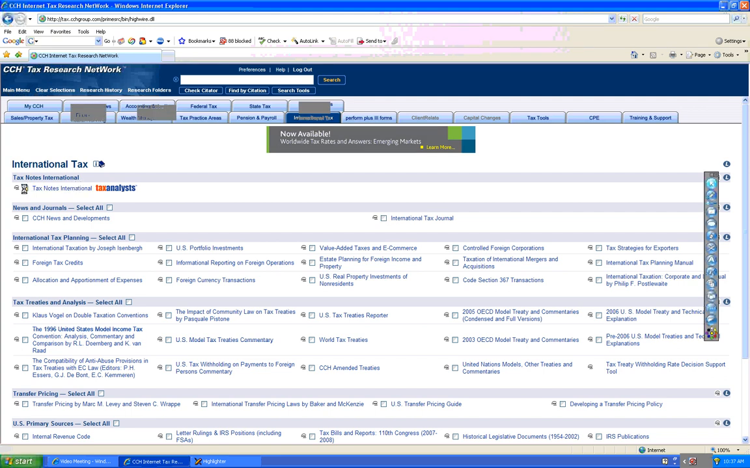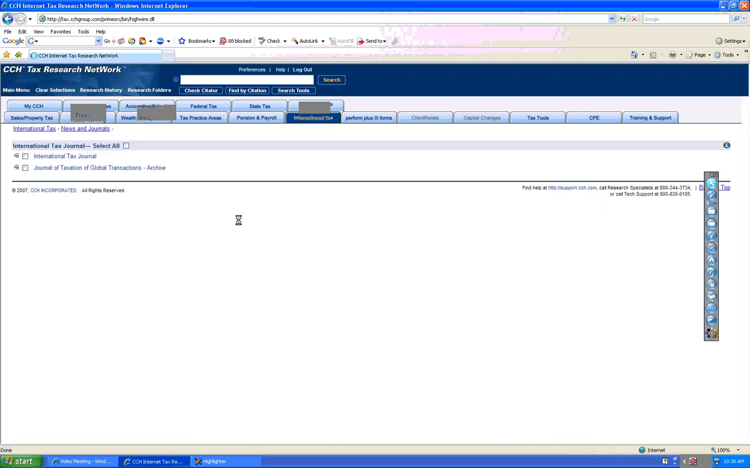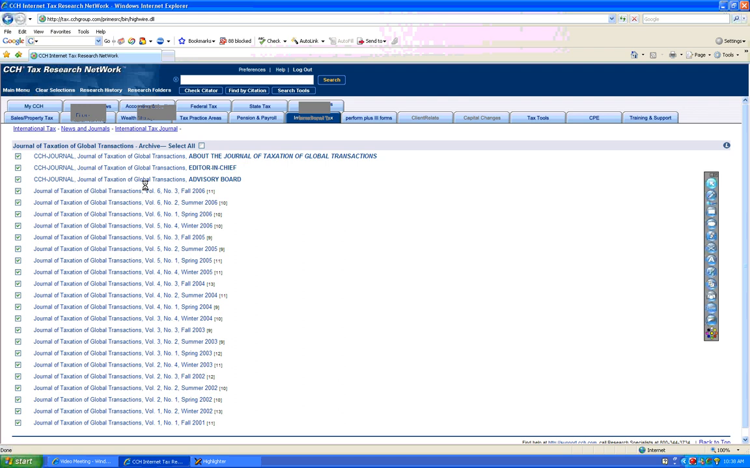You have access to tax notes, as we already saw with tax analysts, but you could do your search here in CCH. And you have CCH's own International Tax Journal, which I'm clicking on now. Oh, I should have clicked on them both, but regardless. And you could do a search on them, but I'll click on Global Transactions if I wanted, and I can go through the different.